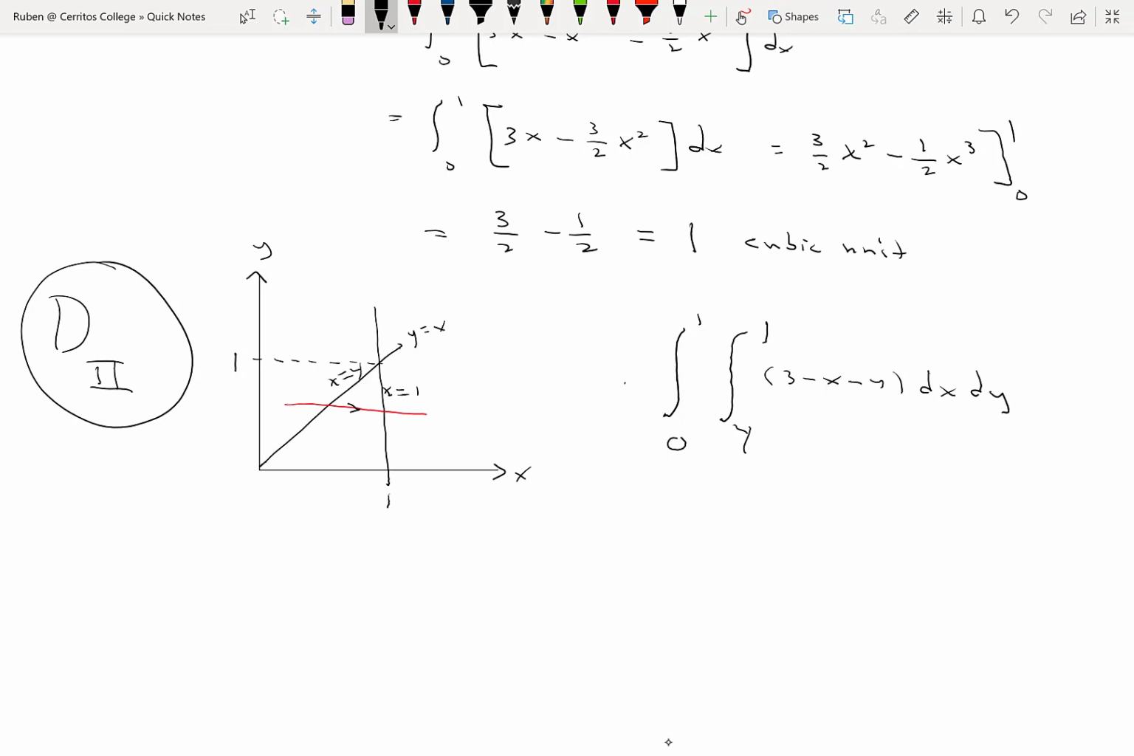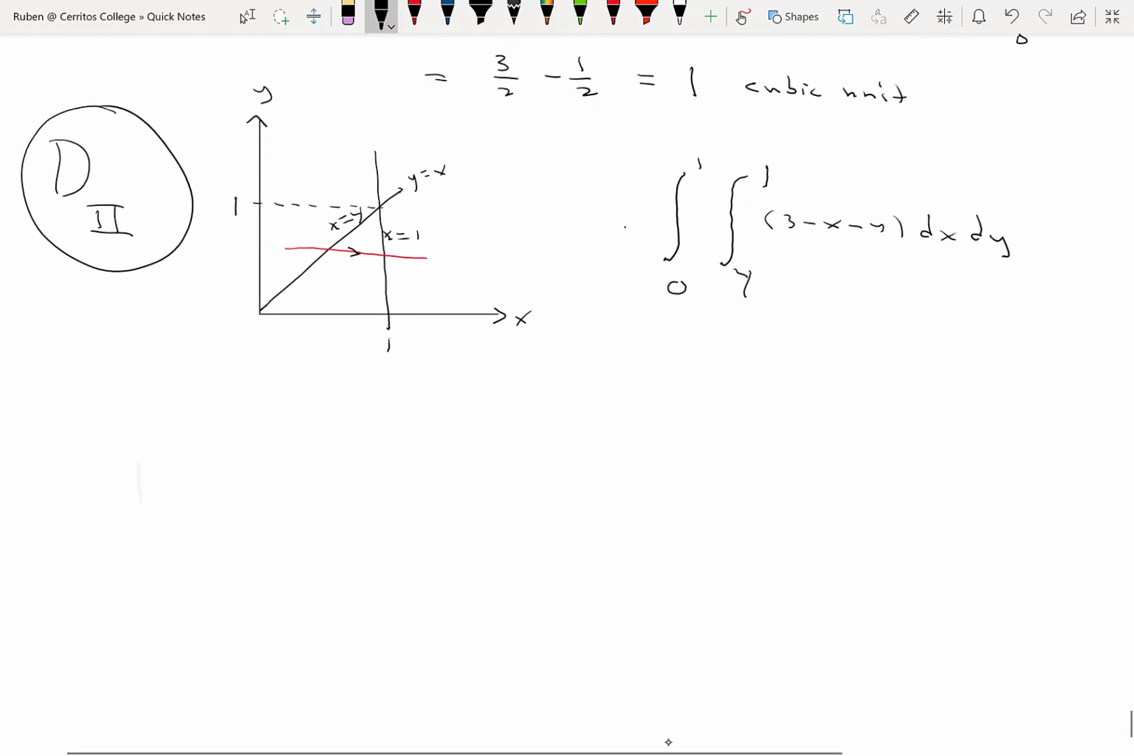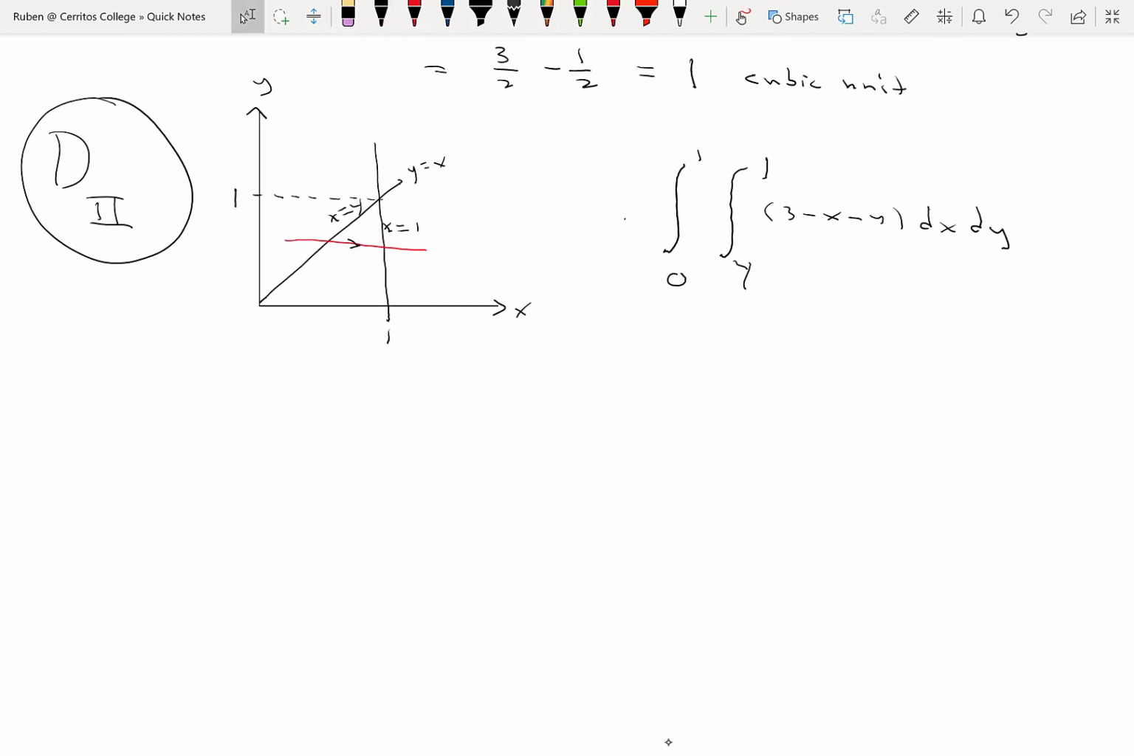This integral will have a value of 1. I'm not going to evaluate it. If you want to practice with it, that's fine. I want to write out the two iterated integrals that give this volume, though, and I want to compare them before we move on. The volume is equal to the integral over the region D of 3 minus x minus y dA, the double integral over the region D of the function dA.